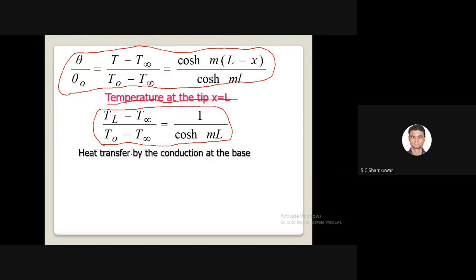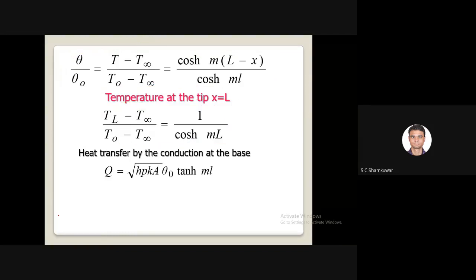Now, I have not taken the derivation. In the derivation, what you need to find out is C1 and C2, then replace them in theta, and then you will get this equation. And if you find the heat transfer by conduction at the base, it will come around this one. So you need to remember these equations. These equations are for the second case. What is the second case? Long fin with insulated tip.